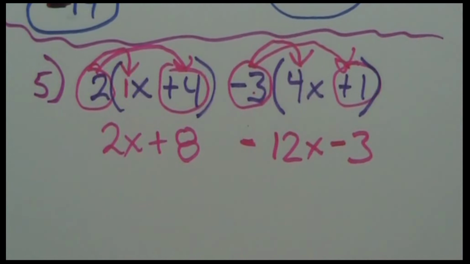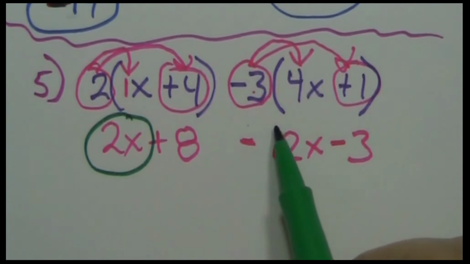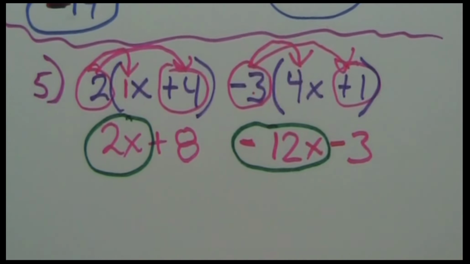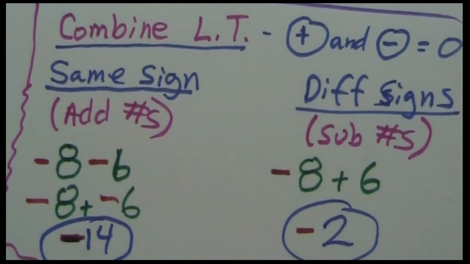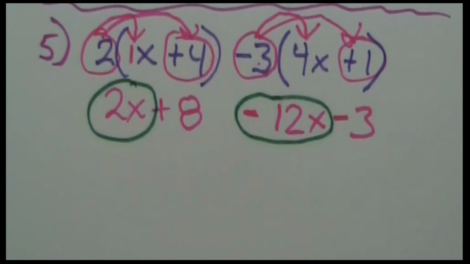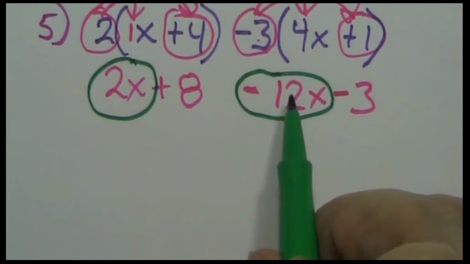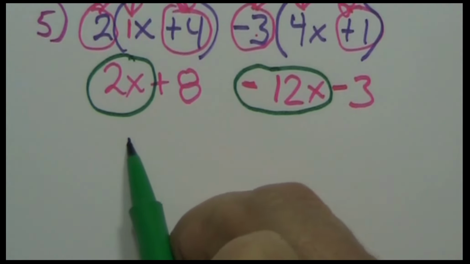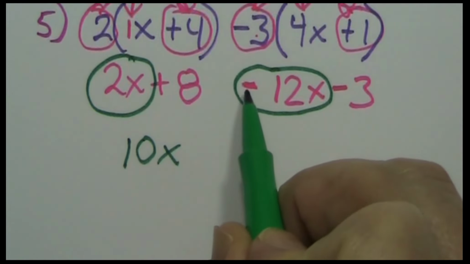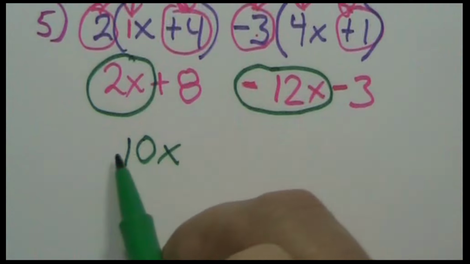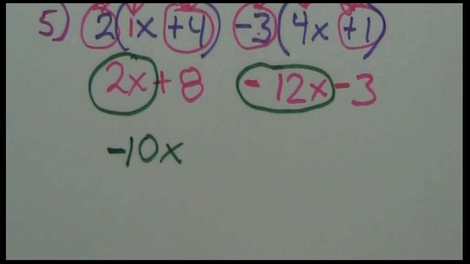All right, now let's combine like terms. So I have a 2x and a negative 12x. Remember, same sign add, different sign subtract. Well, these are different signs, so I subtract them. 12 take away 2 is 10, so that's 10x, and I have more negative than I do positive. Think of zero pairs. They cancel, and you're going to have a lot more negative still left.